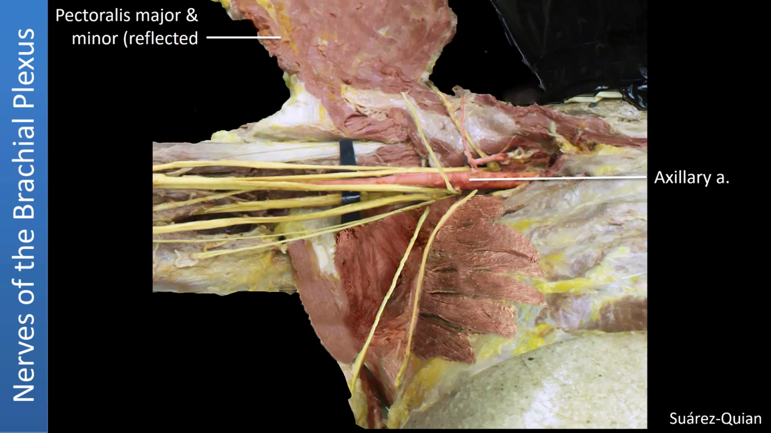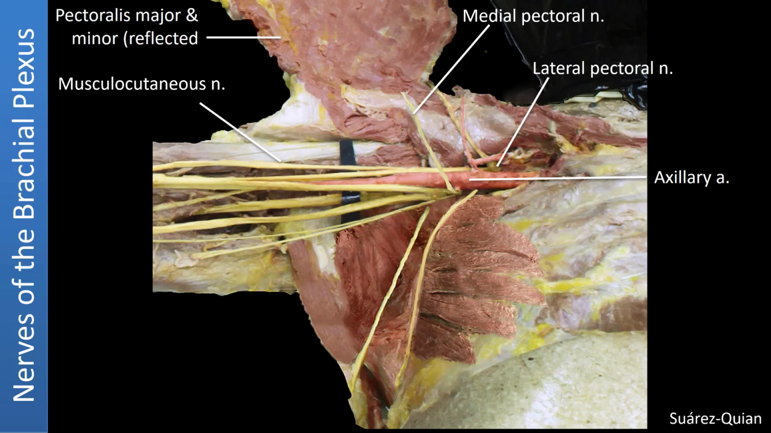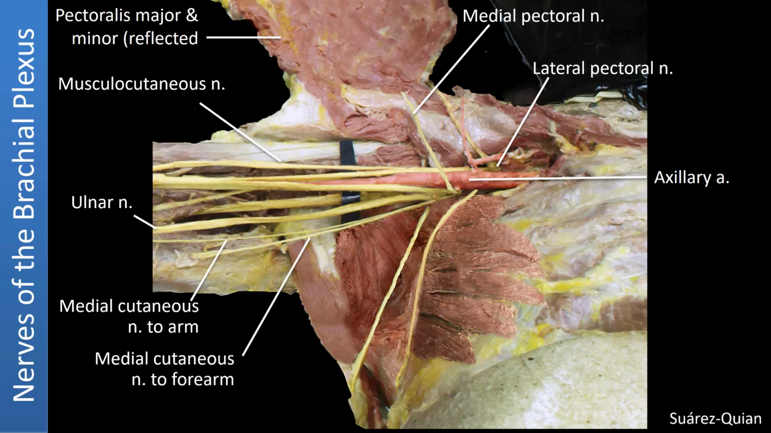We next look at the terminal branches from the lateral and medial cords. From the lateral cord, we see the lateral pectoral nerve and the musculocutaneous nerve. From the medial cord, we see the medial pectoral nerve, ulnar nerve, medial cutaneous nerve of the arm, and the medial cutaneous nerve of the forearm. And finally, the median nerve receives contributions from both cords.